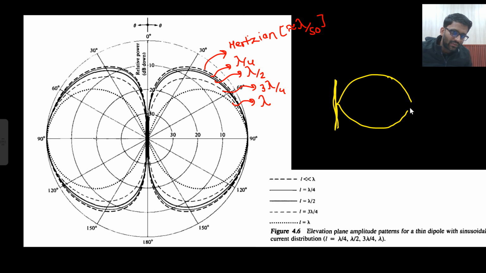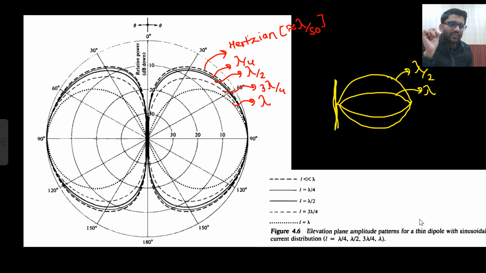For lambda by 2 length, this was the lobe you were getting. And for lambda length, this is the lobe you are getting. This is for lambda by 2 and this is for lambda. Where is the direction of maximum radiation? At 90 degree, right? In all these cases, the direction of maximum radiation is 90 degree only.